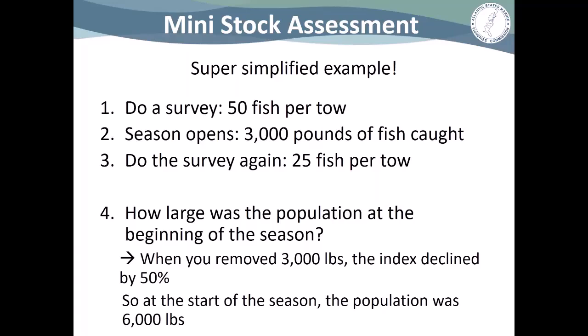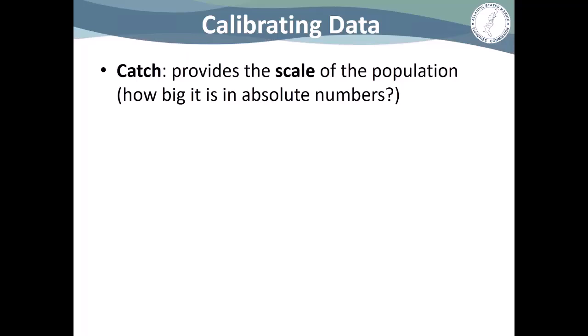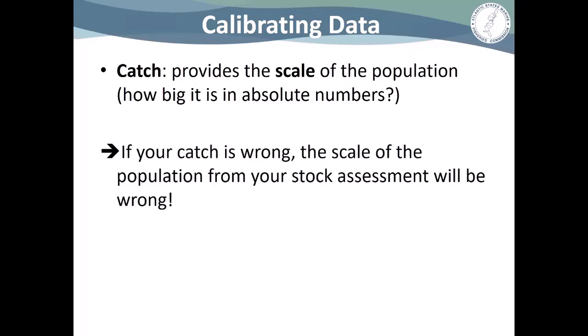So this is essentially what our stock assessment models are doing: we're looking at trends in index data and trying to figure out how the catch drove that trend. This is important for our conversation about calibrating data and the importance of the scale of these numbers, because catch is what's providing that scale of the population. How big is it in absolute numbers, in absolute weight?